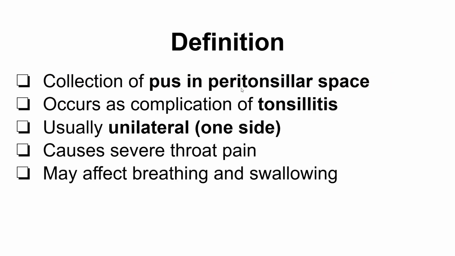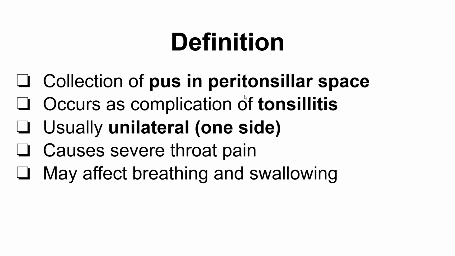Definition: peritonsillar abscess is a collection of pus between the tonsillar capsule and the muscles of the pharynx. We call it the peritonsillar space. So it is called peritonsillar abscess.